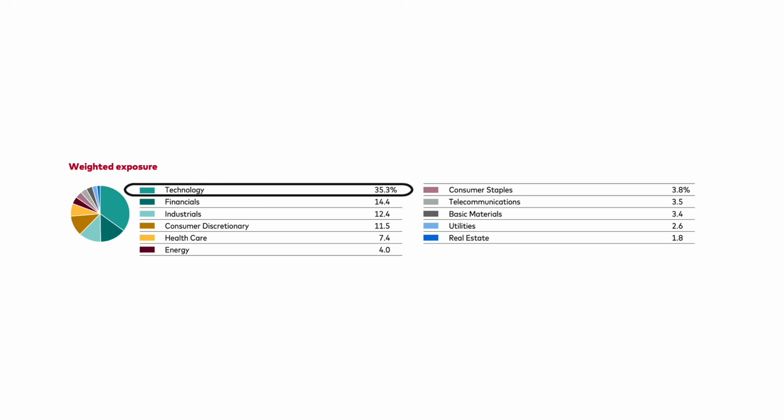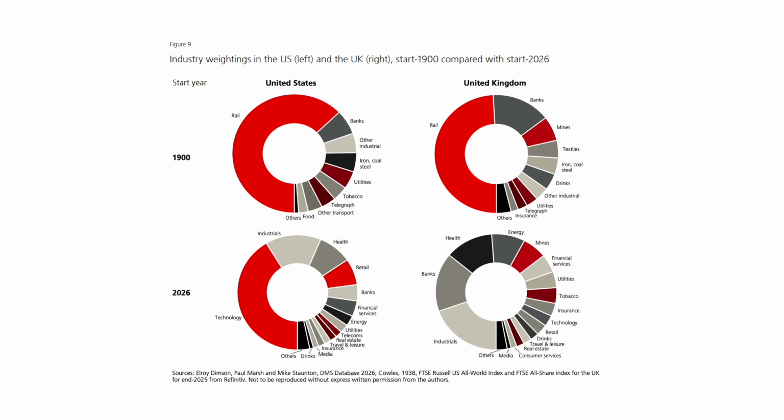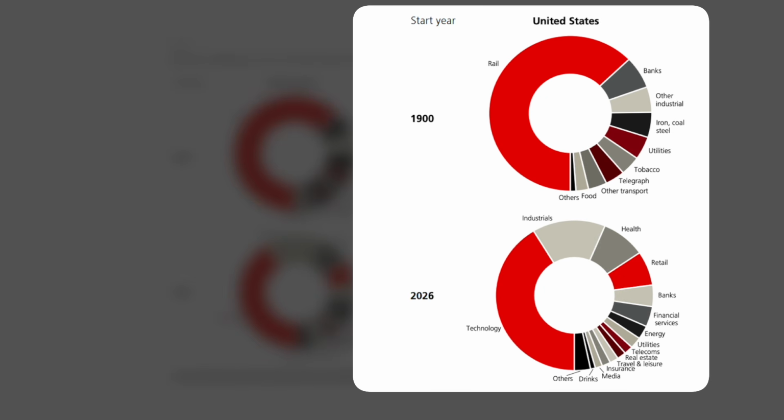Today, technology accounts for more than a third of the index. That is a large weighting for a single sector. And it hasn't always been this way. Technology's share of the global market has risen dramatically over the last decade, alongside the growing dominance of the US market. Zoom out even further and the picture changes again. At the start of the 20th century, markets were dominated by railways. Today, they're dominated by technology. If technology underperforms in the future, a global equity ETF with this level of exposure is likely to struggle too.